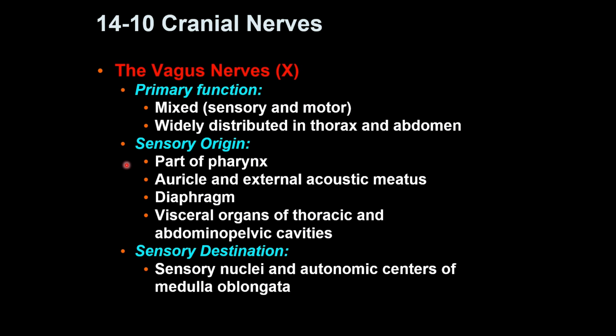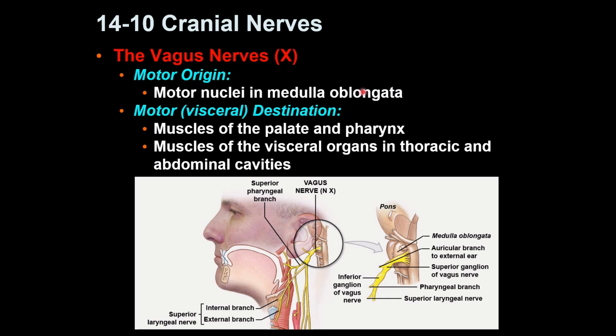The motor part starts from the medulla oblongata, and it supplies some skeletal muscles like the pharynx and larynx, so it's important for speech and swallowing, and also the soft palate, which is again for swallowing. Then the rest is for the muscles of the thoracic cavity and abdominal cavity, that is, the visceral organs, so for digestion, for the cardiovascular system, for abdominal organ movements, and the gastrointestinal system. So it's supplied by the vagus nerve.